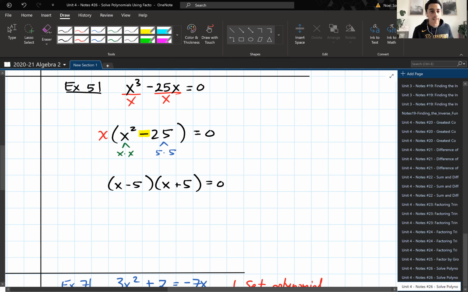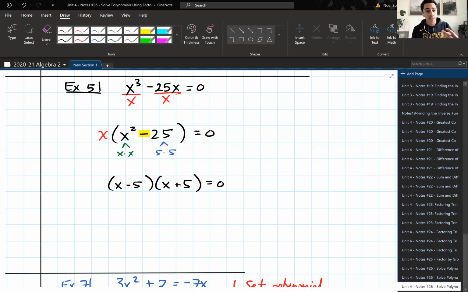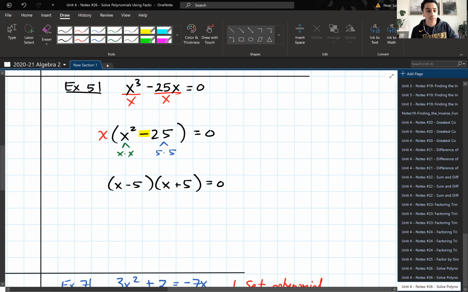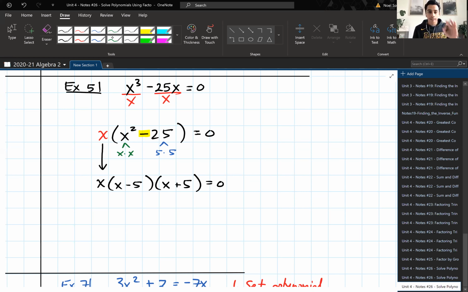And then I cannot forget to bring down that GCF. If I don't bring down the GCF, I'm only going to end up with 2 solutions. And I'll probably ask you, there was supposed to be 3 solutions. Where's this third one? So it's so important to bring down that GCF. All right. So once again, 3 solutions.